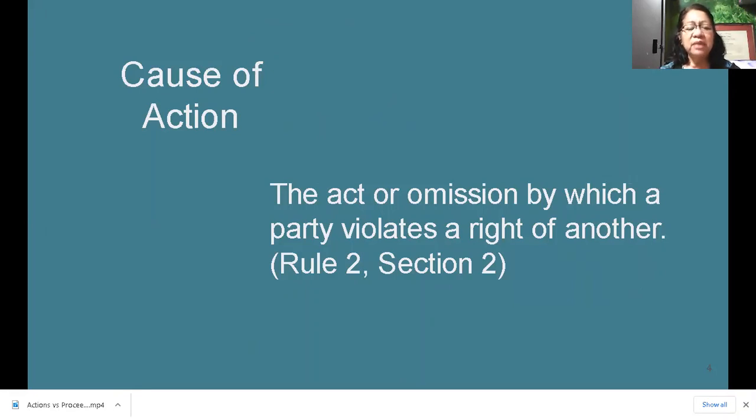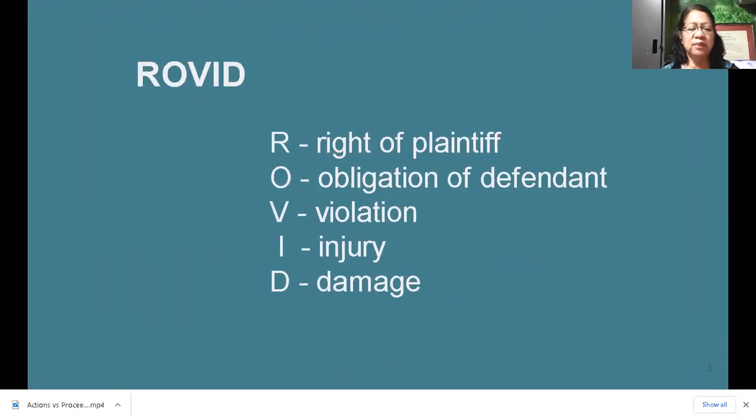Now, there are elements that the claimant must prove in order to win an action. My professor, the late Professor Alfredo F. Cadiar, has a memory aid for this, and it is ROVID. R-O-V-I-D. R for right of the plaintiff, O for obligation of the defendant, V for violation by the defendant of the plaintiff's right, I for injury, D for damage.